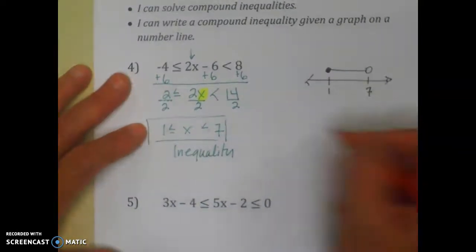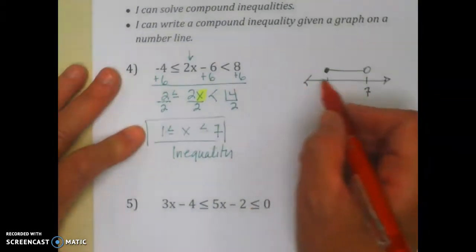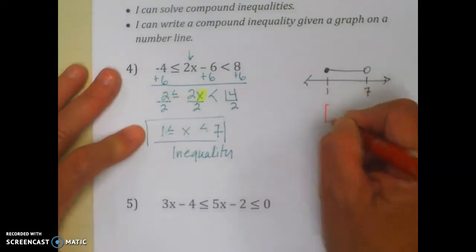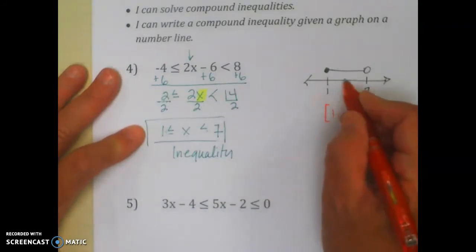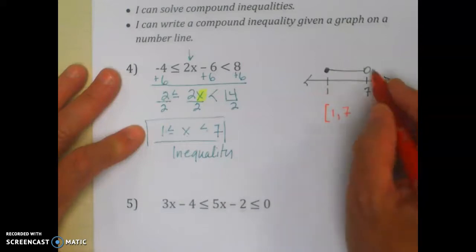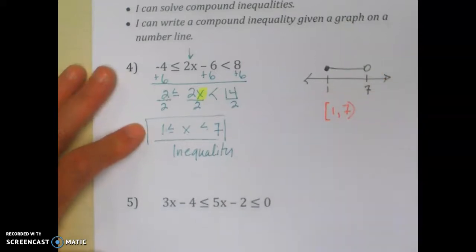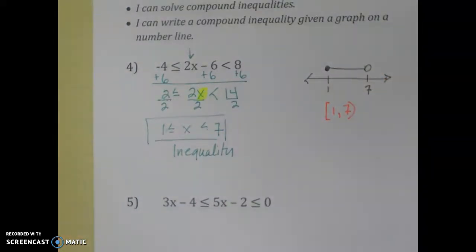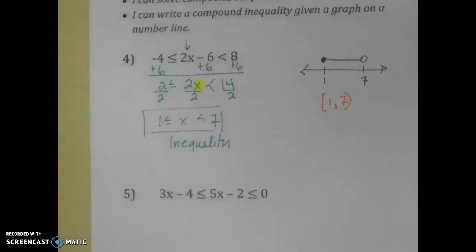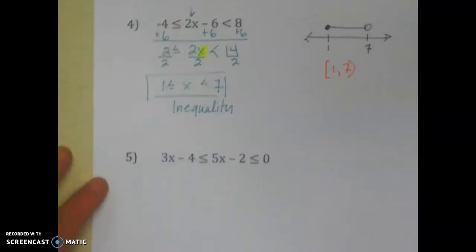And when you do your interval notation, it's just going to mirror this. I don't have any values until I get to 1. That's a closed circle, so I have a bracket, 1, and then it keeps going up to 7. But that's an open circle, so behind my 7 is a parentheses, and that's my interval notation. So that's one way to do a compound inequality when you have your variable in the middle of two inequalities.